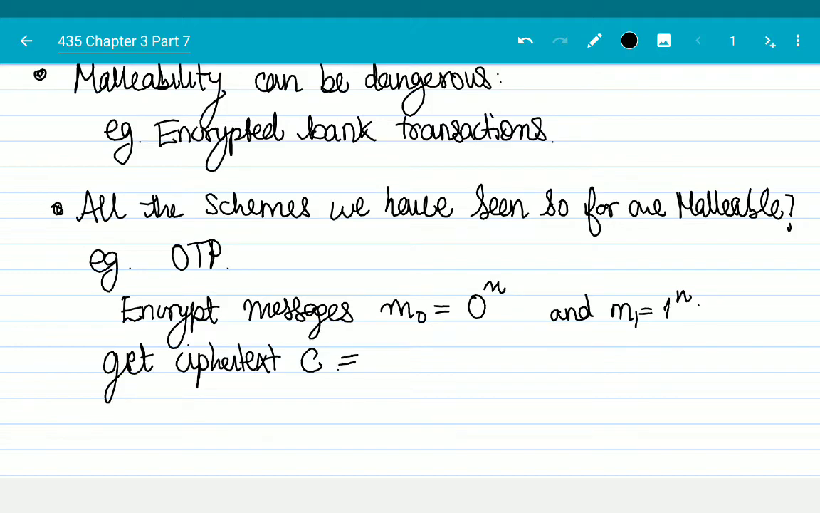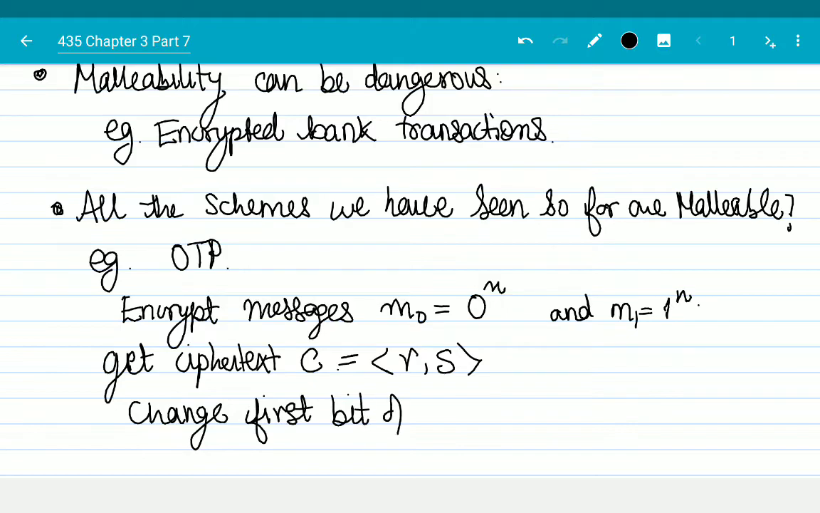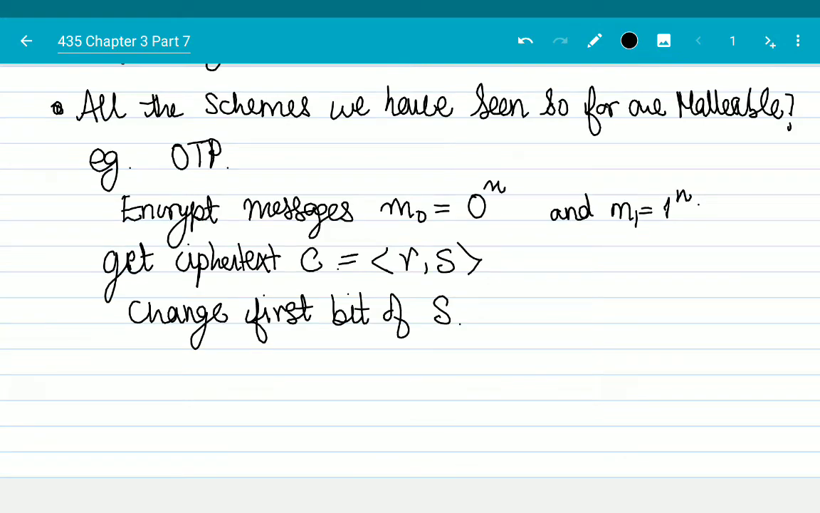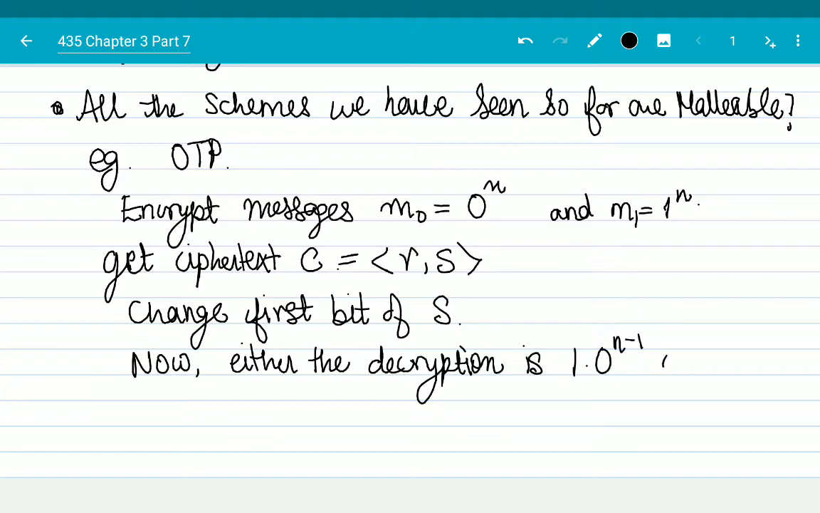If I do it with the newer pseudorandom construction, so that it's multiple-message secure and CPA secure, the ciphertext is going to look like R comma S. Then change the first bit of S. Now we can check: the decryption is either 1 then 0 to the n minus 1, or 0 then 1 to the n minus 1.